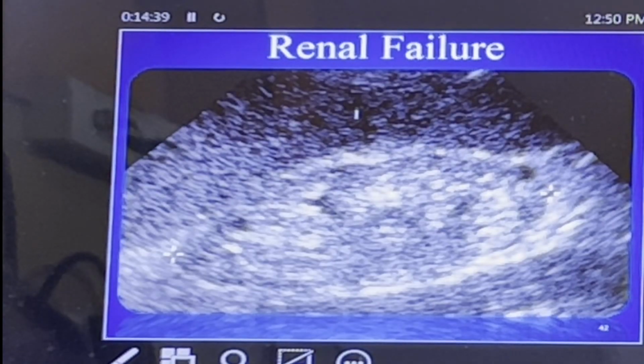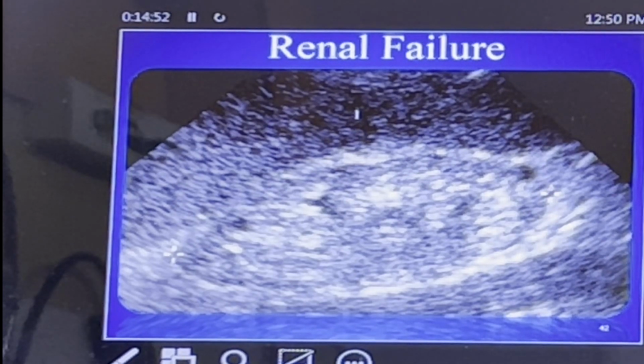Now we have come to the last part of our slides. This is renal failure. Kidneys in acute renal failure may appear normal. You can see a normal kidney on ultrasound. When ultrasound changes appear, they are usually increased cortical echo. Here you see the increased cortical echo.